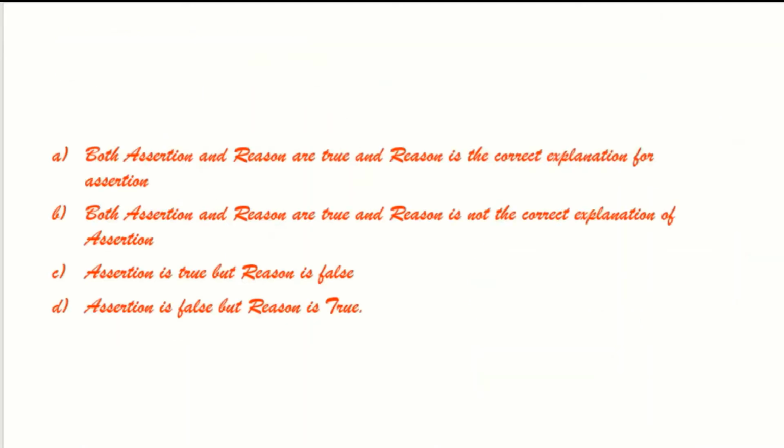So our options are: both assertion and reason are true, and the reason is the correct explanation for assertion; both assertion and reason are true, and reason is not the correct explanation of assertion. That means our answer is option A.